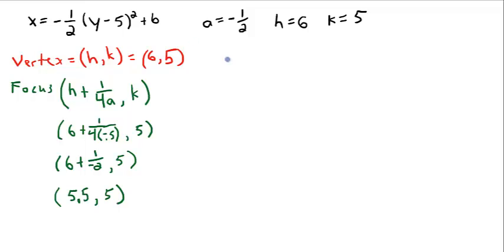Our axis of symmetry, right? So I'm going to write AOS for axis of symmetry, and that formula is going to be Y equals our K. So if we do that, Y equals K, which is 5. And then finally our directrix.